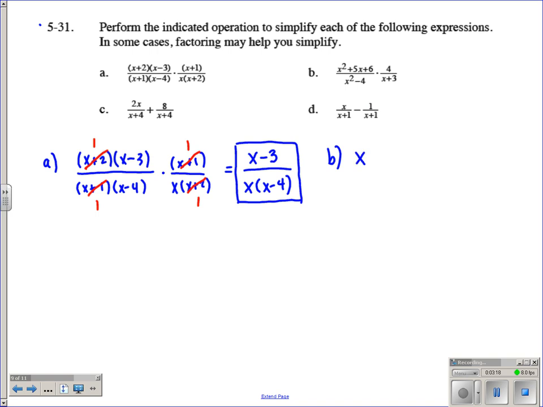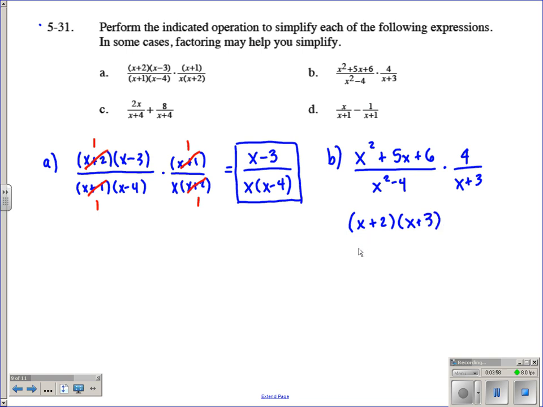Letter B. We have x squared plus 5x plus 6 over x squared minus 4, and we're multiplying that times 4 over the quantity of x plus 3. With this one, we have a trinomial that can be factored, and we have a binomial on the bottom that can be factored. So you need to factor each of those first. When we factor x squared plus 5x plus 6, you should end up with x plus 2 times the quantity of x plus 3.